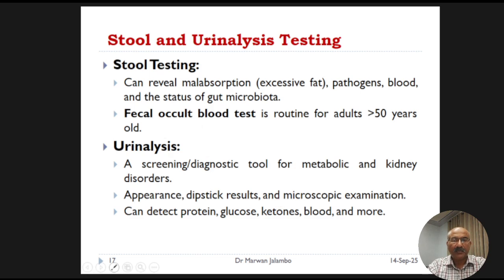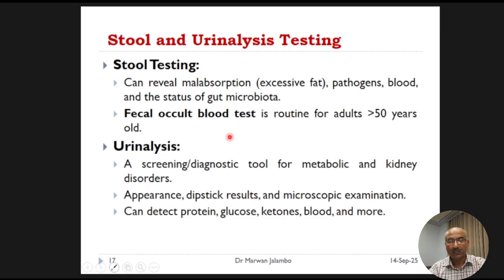Urine analysis, on the other hand, is a broad screening tool for metabolic and kidney disorders. Using a simple dipstick and microscopic examination, it can detect abnormalities like protein, ketones, or glucose in the urine. For example, the presence of glucose, known as glucosuria, strongly suggests abnormal carbohydrate metabolism and possibly diabetes.